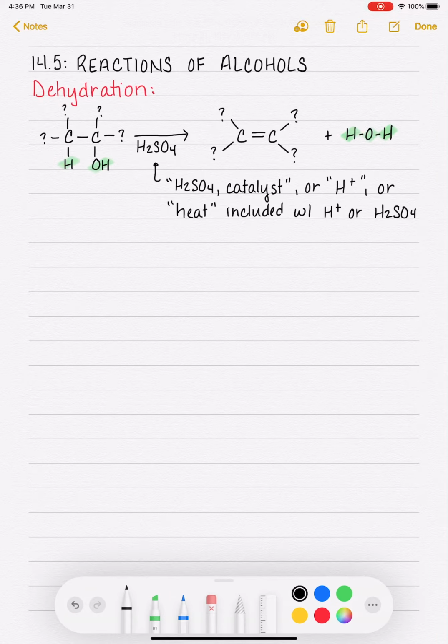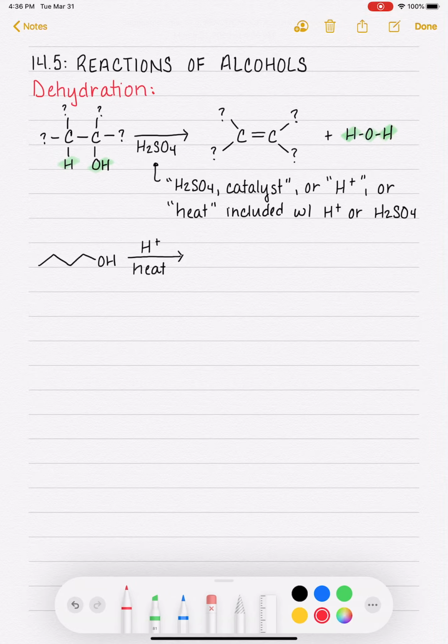Let's look at an example. And let's try to mix up the way that this is presented. So I'm going to do H+ on top, and I'm going to write heat on bottom, because you've got to be like a ninja. You've got to be able to see these reactions presented to you in a variety of different ways. So when I'm looking at a dehydration reaction, what I want to do is identify my business carbons.